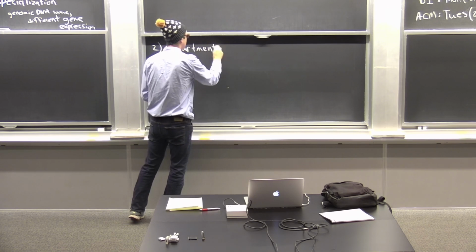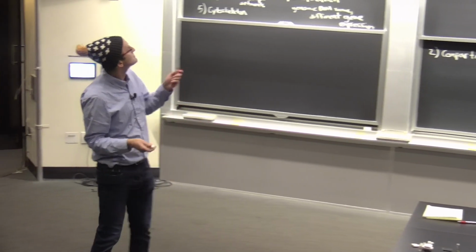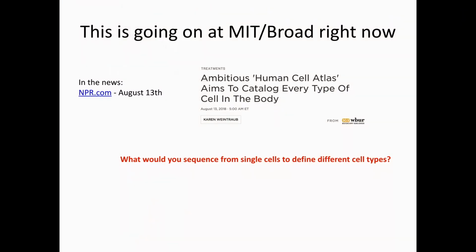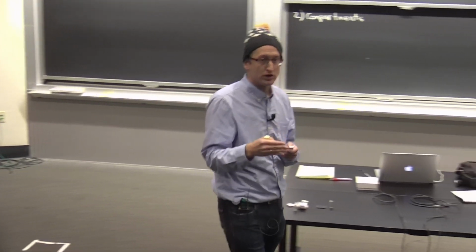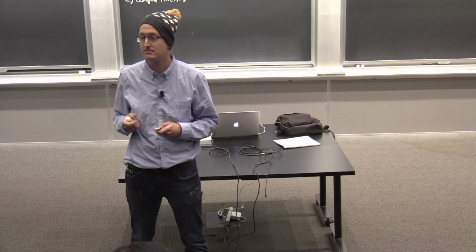And if we go back to this cartoon that I showed you, I just wanted to point out that right now at MIT in the Broad, there's a project that's ongoing to really define all the cell types that are present in humans. And this is known as the Human Cell Atlas. And I just want you to take a minute to think about if you wanted to define different cell types, what would you look at to classify these cell types? Anyone have an idea? Yes, what's your name?